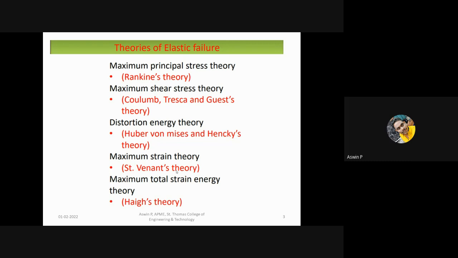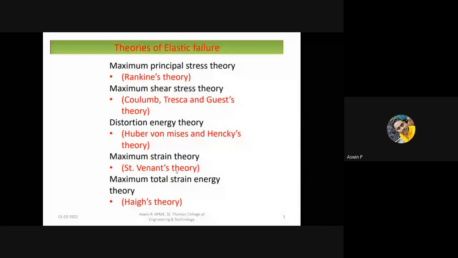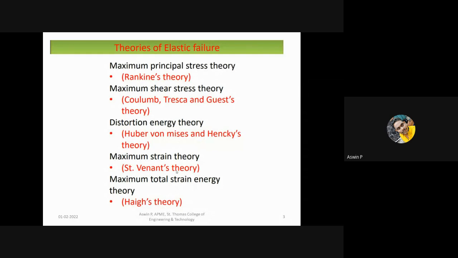And finally, maximum total strain energy theory, or it is also known as maximum strain energy theory, bracketly Hayes theory. Hayes. Maximum total, actually that's wrong.